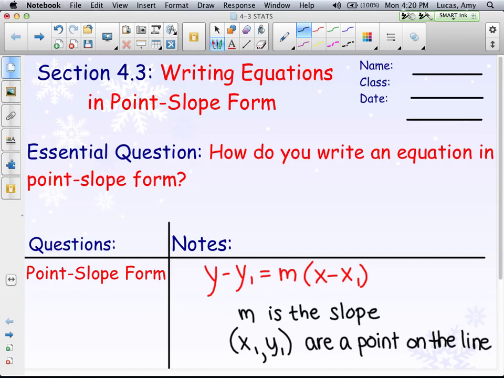So basically what we're doing is we're teaching you another way to write an equation for your line when you're given the slope and one point that's on the line. So you don't have to use slope-intercept form, you can use point-slope form instead.